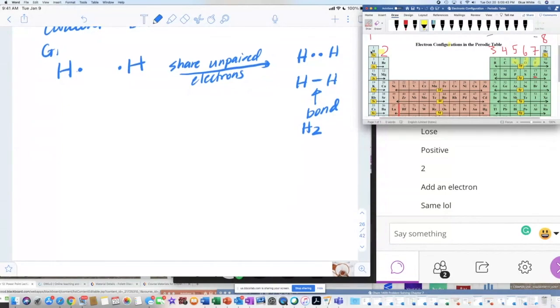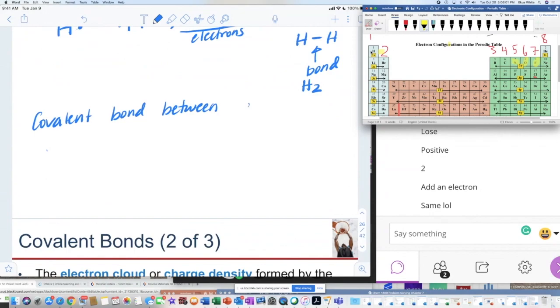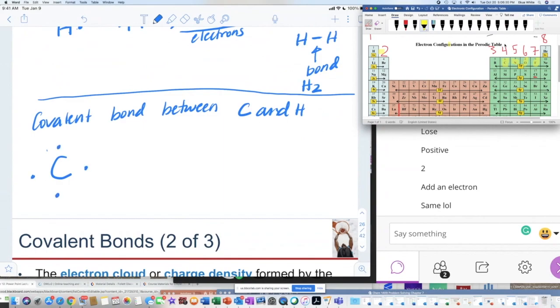Okay? Let me do one more thing, and then I'll be done for today, because I think we're more than halfway through. To draw the covalent bond between carbon and hydrogen. Okay. So remember, carbon is in group 4, right? Because carbon is right here. The group number is labeled above, so it's in group 4. That's 4 dots. 1, 2, 3, 4.